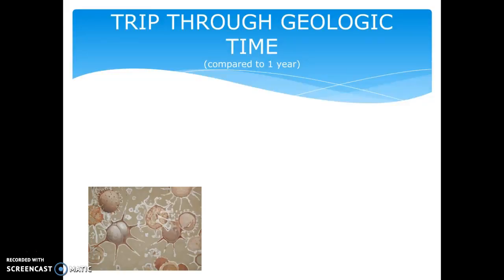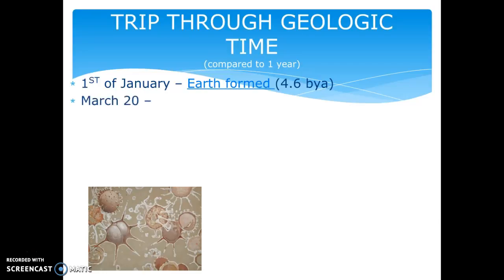Now what we're going to do is take a trip through geologic time, and we're going to compare it to one calendar year. So to start with, the 1st of January, a lot of scientists that study evolutionary history say that the Earth formed 4.6 billion years ago. If you have a hot second, you should watch this video that's hanging out here. So just pause the lecture and take a look at it.